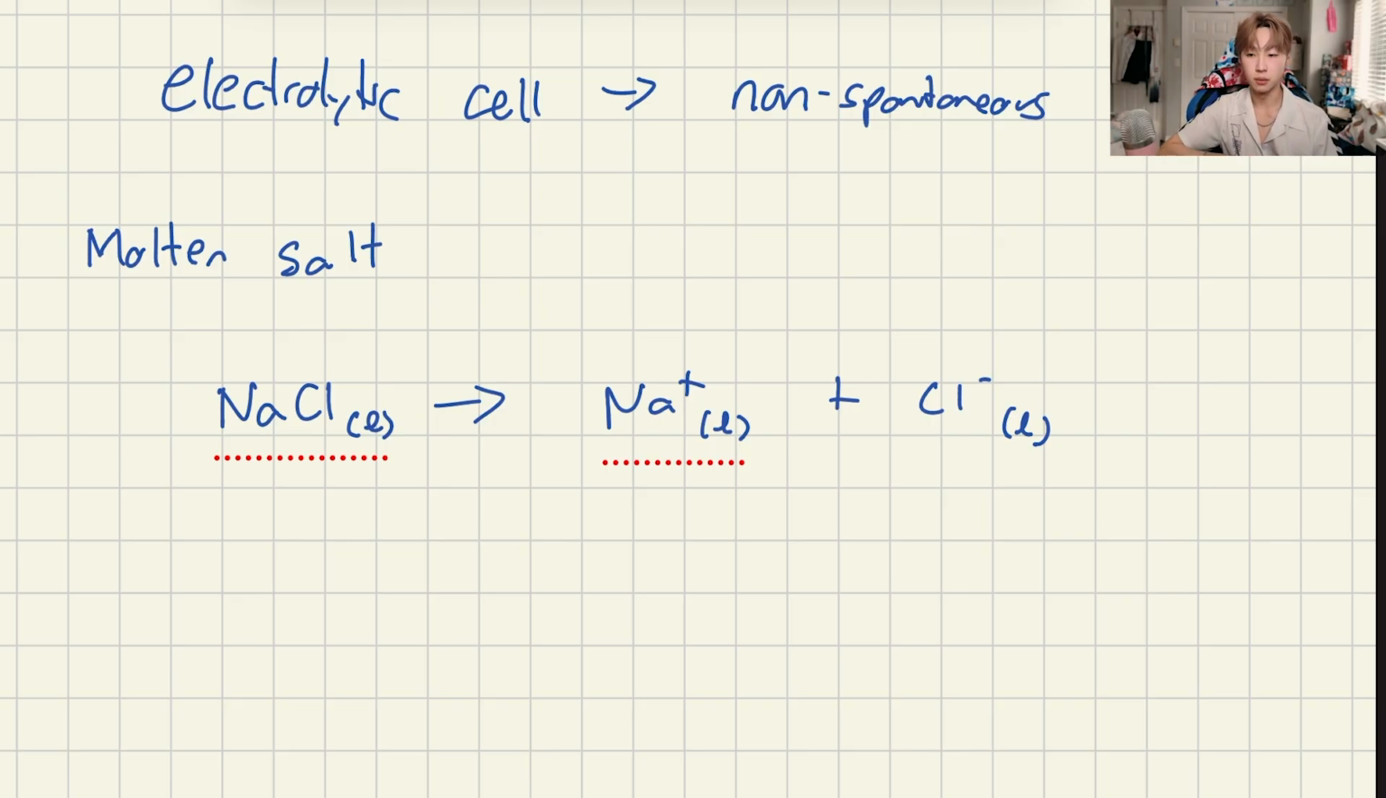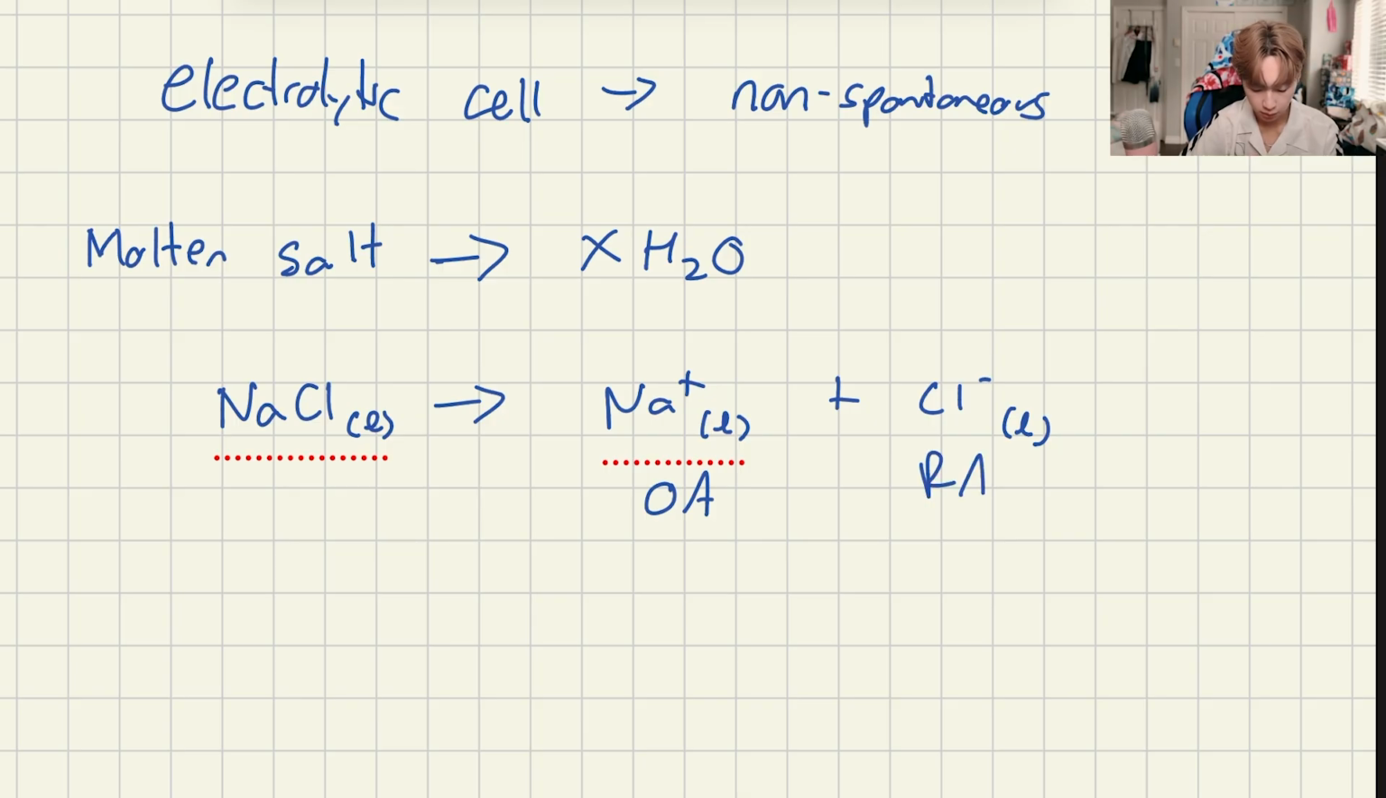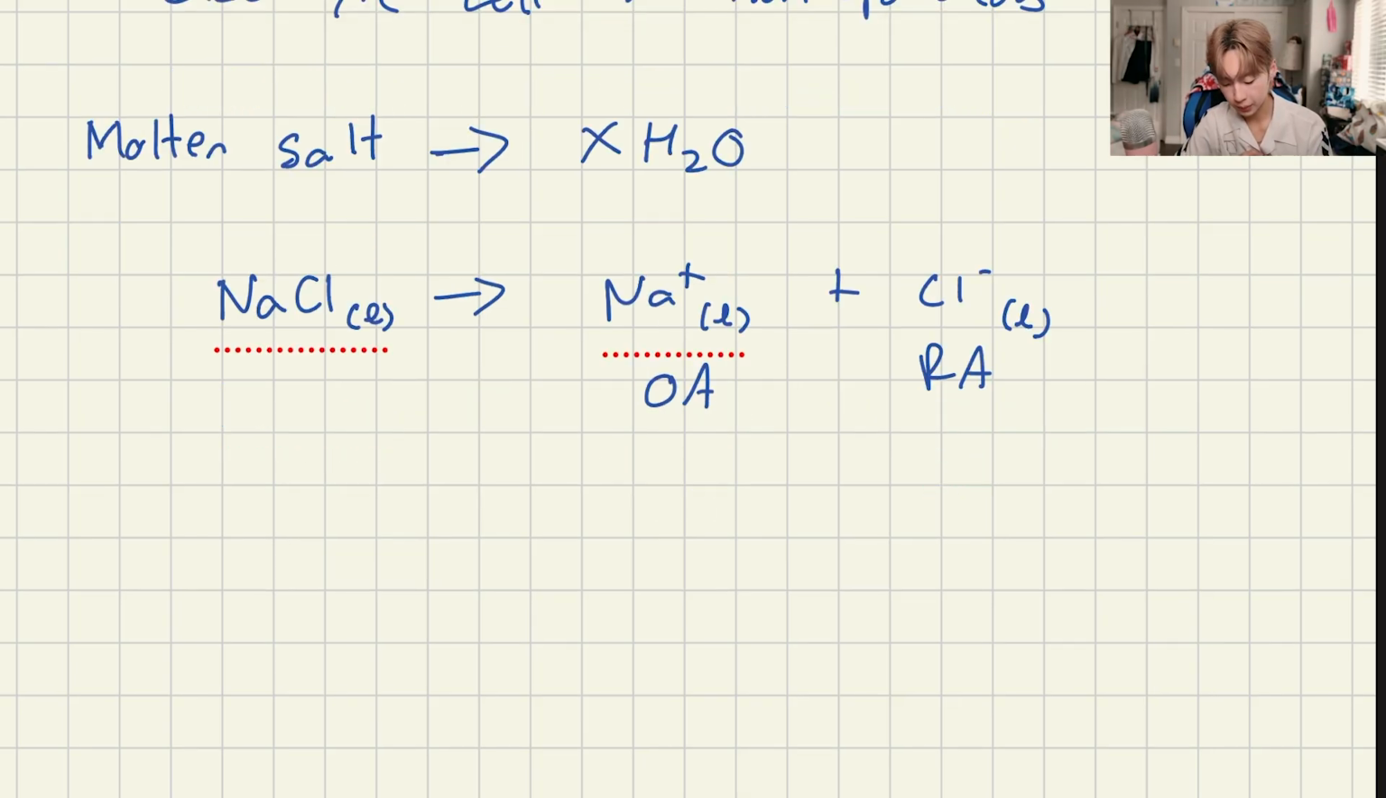Now one thing to look out for is that water does not exist in any of these molten salt problems. That's actually something that tricked me on the test, so make sure molten equals no water. And since there's no water, our Na+ is going to be our OA, oxidizing agent, and then Cl- is our reducing agent. Now we'll balance this using the half reaction method.